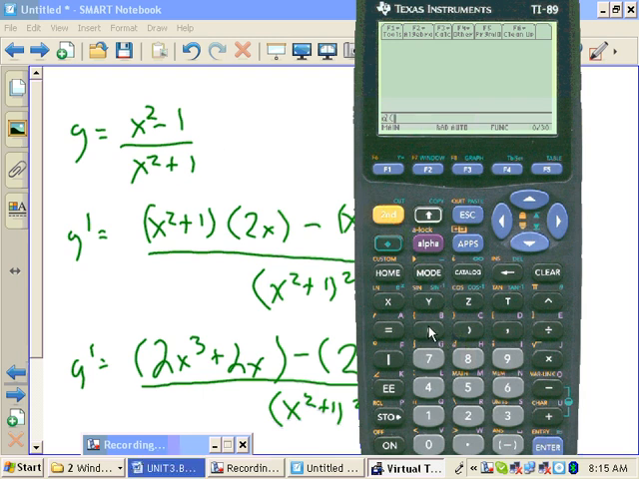So numerator in parentheses, quantity x squared minus 1, close the parentheses for the numerator, divided by the denominator in parentheses, so open x squared plus 1, close the parentheses for the denominator, close the parentheses for the derivative. Well, no, wrong. You have to say what you're differentiating with respect to, x. Is that what we got? Wow, Hal's pretty quick at this, huh?